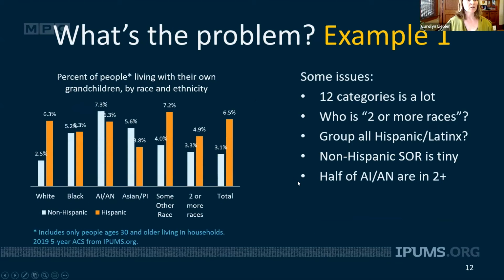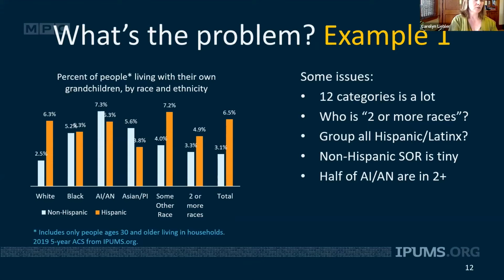So here's what that would look like. I just chose one of the variables in the American Community Survey, which is in IPUMS USA. And so this is people ages 30 and over in households who are living with their grandchildren. And I wanted to divide it up by race and ethnicity. And so if you're doing a cross tabulation of the race groups by Hispanic group, and you're doing it in the 2 or more races version, you've got 12 categories.